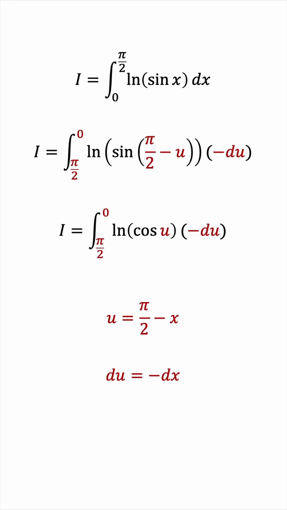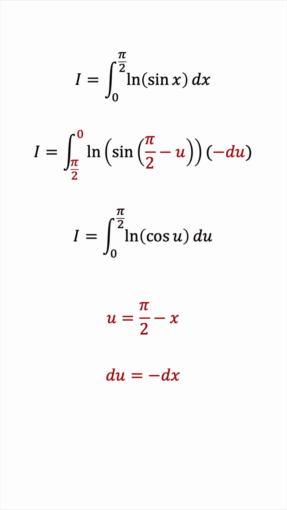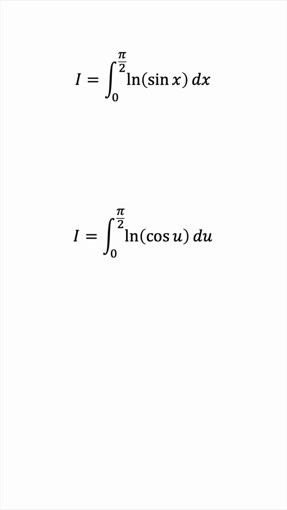We can also use the negative sign next to the du to flip the bounds of integration, so the bounds are now from 0 to pi over 2. So notice that we have two copies of I. One of them has a sine x inside the natural log, and one of them has a cosine x. They're both from 0 to pi over 2, and they're both equivalent. Okay, so that's good progress. Let's add them, shall we?